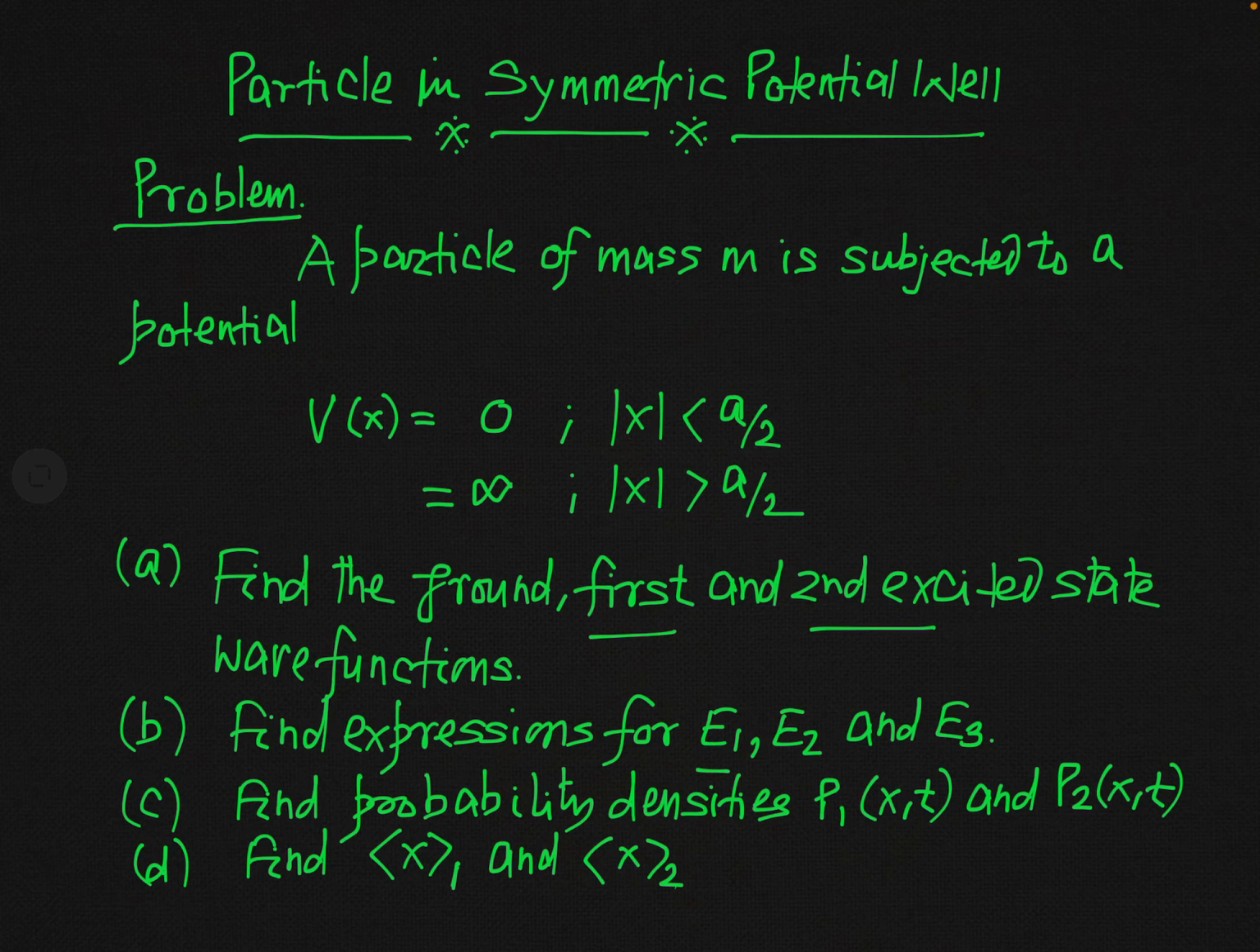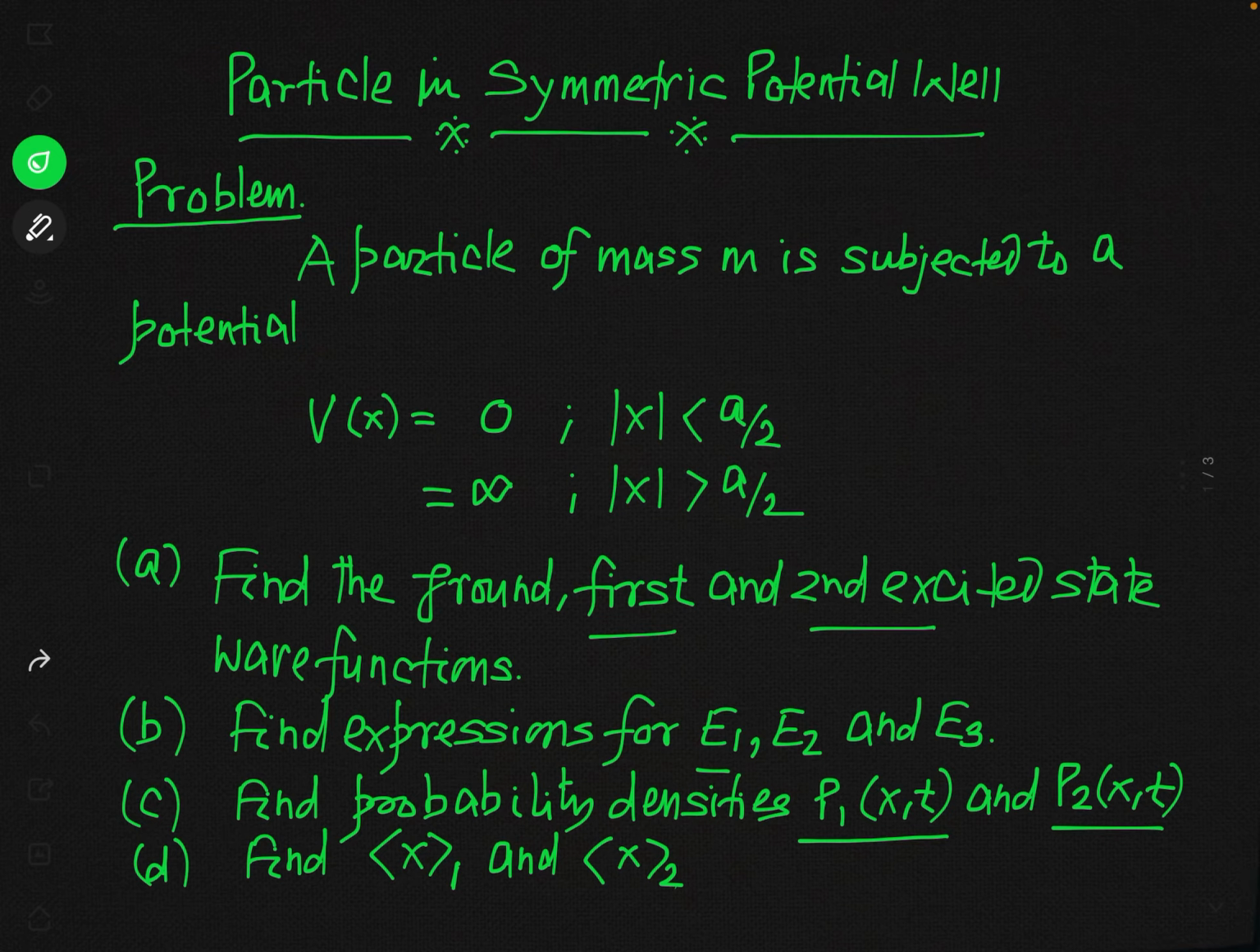And we also have to find the probability densities P1(x,t) and P2(x,t). It means that we have to find the probability density at time t in the ground state and also in the first excited state. And after that, finally, we have to find the expectation value of the position when n equals 1 and when n equals 2. So now let us see how we can solve this problem.